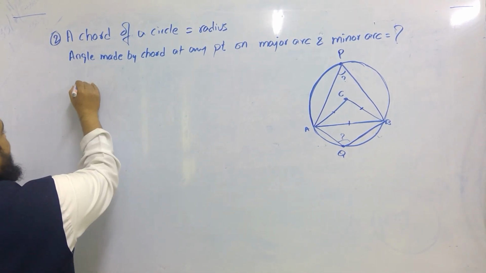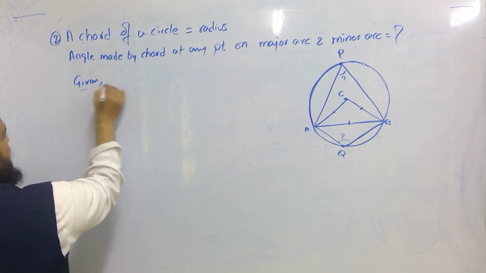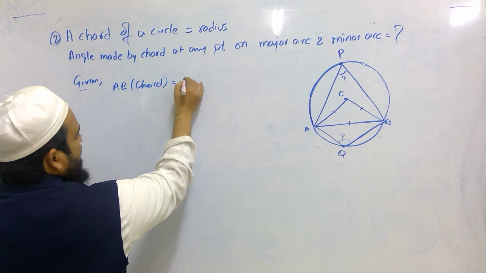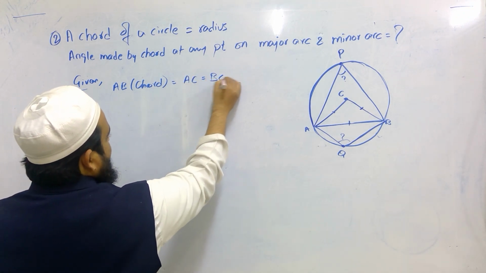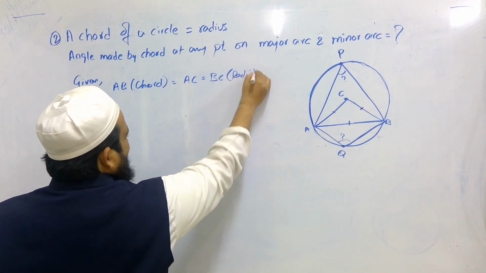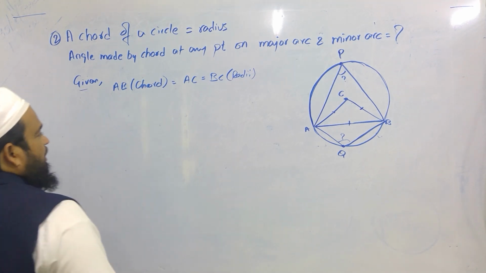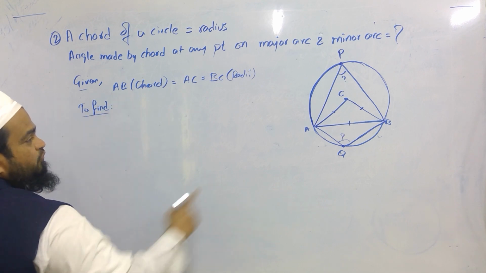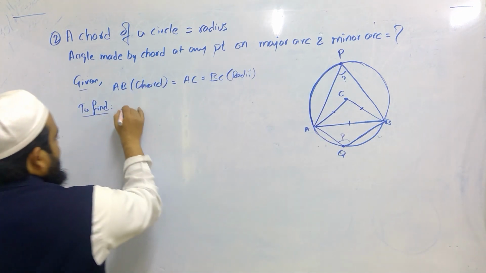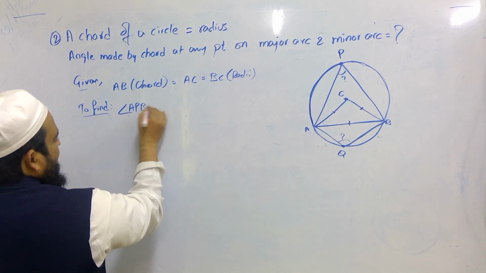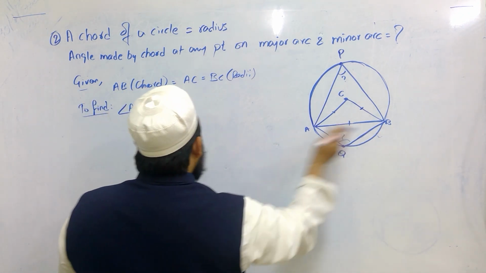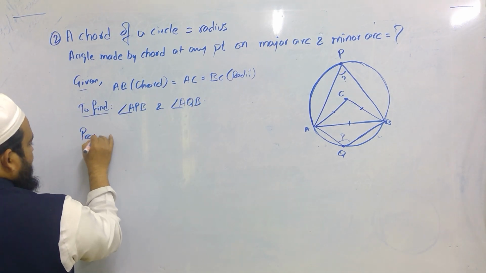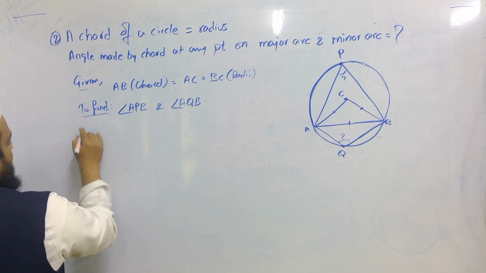Understood? So what is given? Given: AB is a chord, and AC is equal to BC, which are radii. Now what to find? Angle APB and angle AQB. Now let us go to the solution.